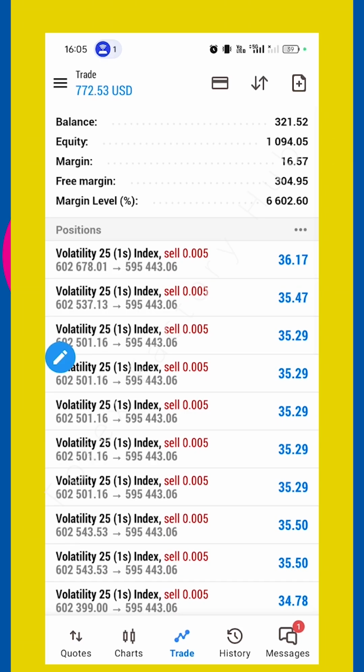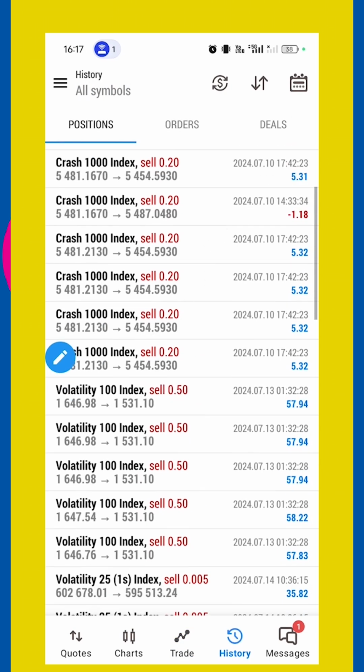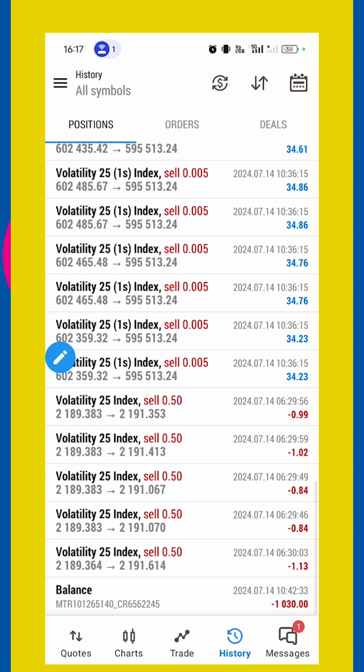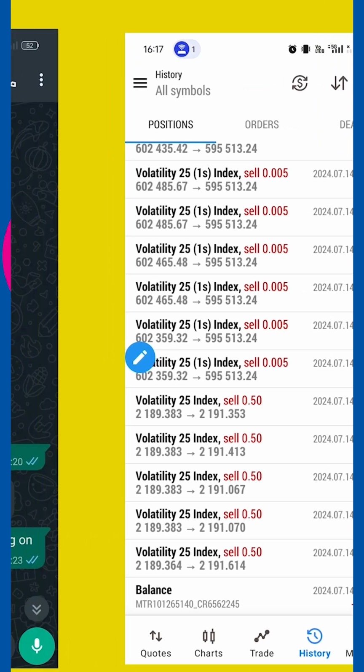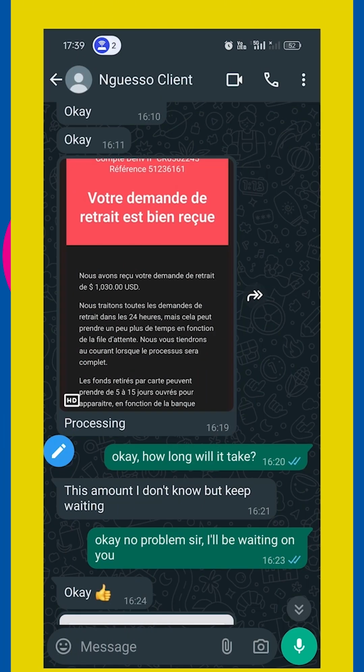I'm going to be taking this 14 USD account to over 1000 USD with Crash 1000 Index, VIX 100 Index and VIX 25s, and I'll be showing you how I analyze the markets to reach that same amount.